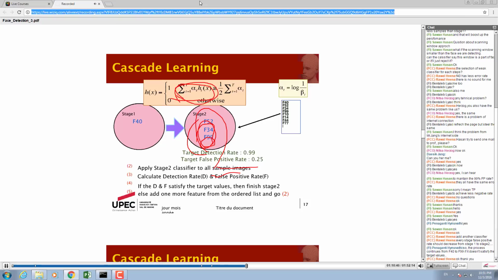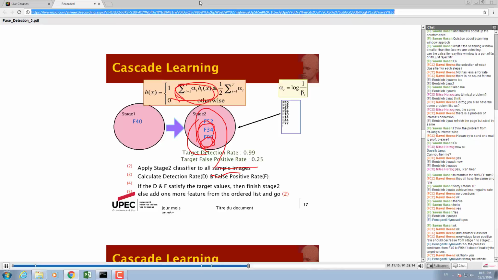Okay, so we are intentionally decreasing the target numbers in this way. So the process continues. Another question from Panagan T. If it doesn't satisfy the target value, then we have to add more. So we are repeating this process until it satisfies this number.